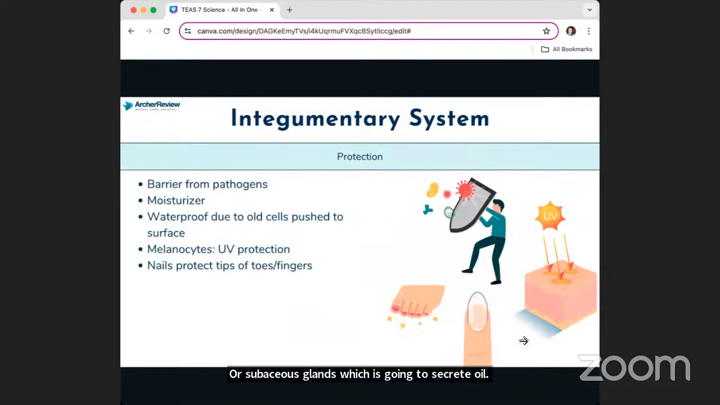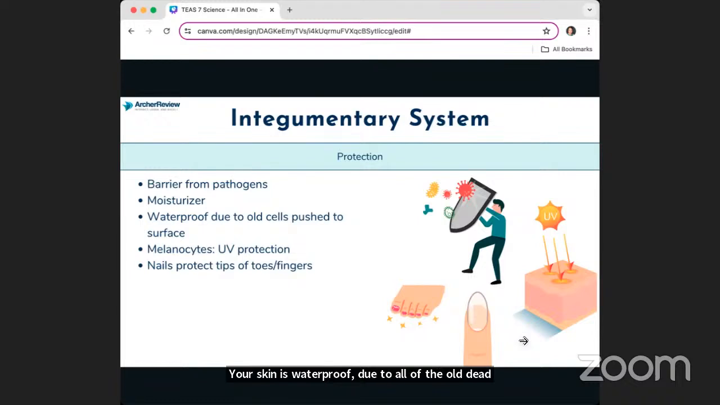As I said, your integumentary system's one job is to protect. So protect from what? It's the first barrier to pathogens. It's your first line of defense. I don't know if you've ever thought about your skin in that way, but your skin is that first line of defense from pathogens being able to get inside of your body. It helps with moisture maintenance. Your skin is waterproof due to all of the old dead cells that get pushed up to the surface.